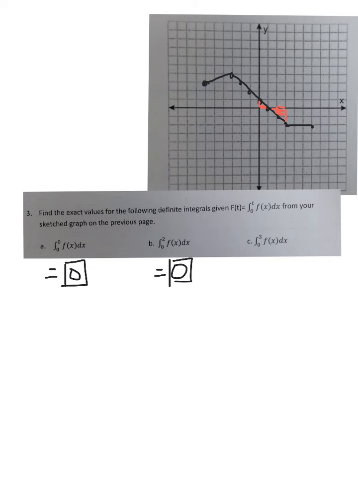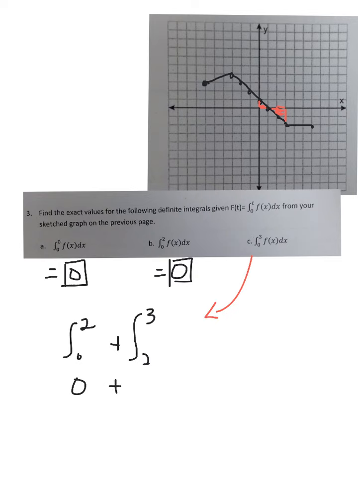which is a trapezoid. Let me write that in another way. I'm going to put 3 down here. I'm going to start by breaking it up. So I'm going to have the integral from 0 to 2, and then I'm going to tack onto it the integral from 2 to 3. Well, I know that the integral from 0 to 2 is 0. That's part B's answer, right?